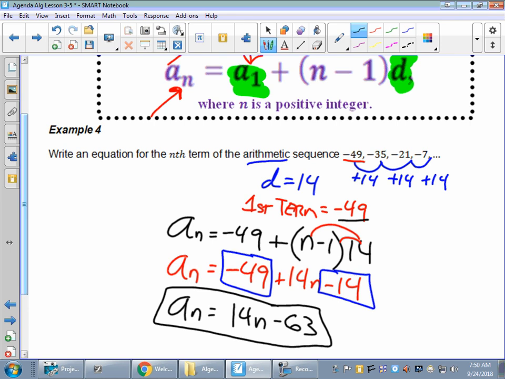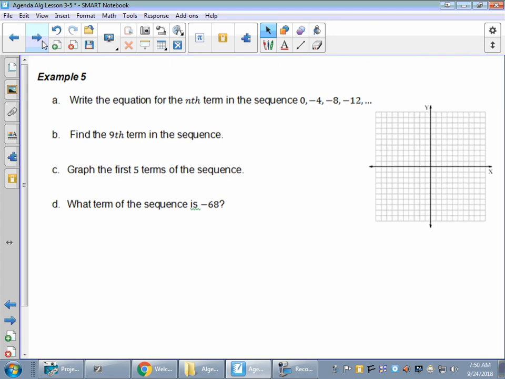So if we were trying to find like the 10th term, we could plug in a 10 in here, and we would get that 10th term, which we'll do in the next example. But that was just getting the equation and figuring that out. All right, so this example here, we'll do one of these, and we can do a couple in class, and then we'll set you free.